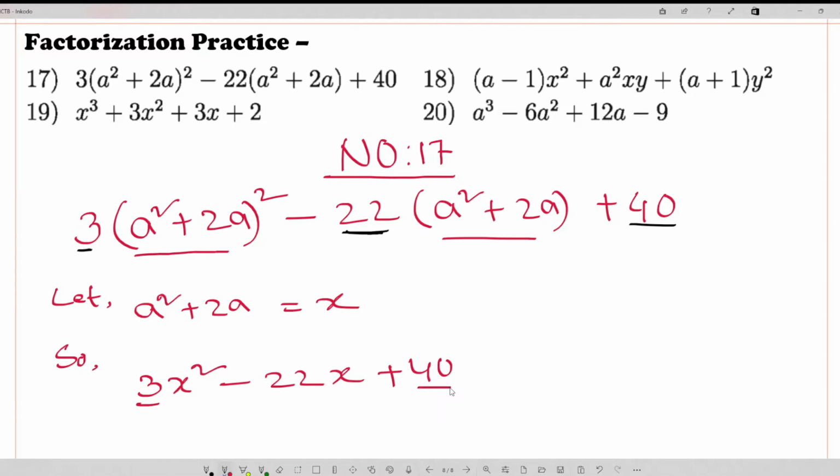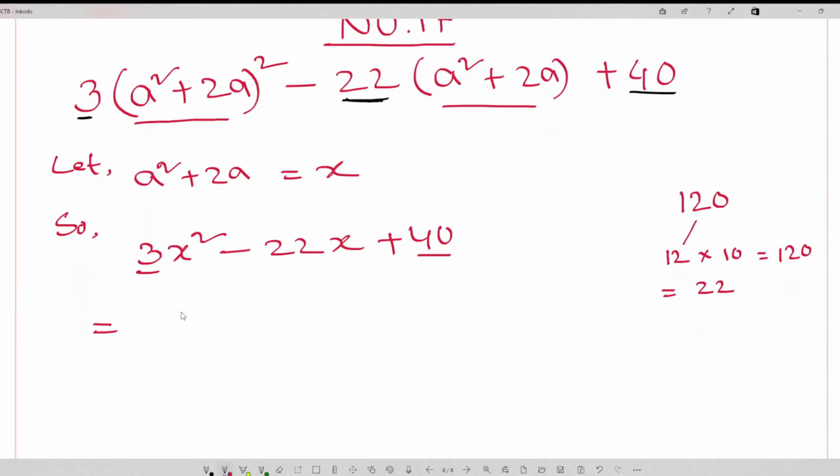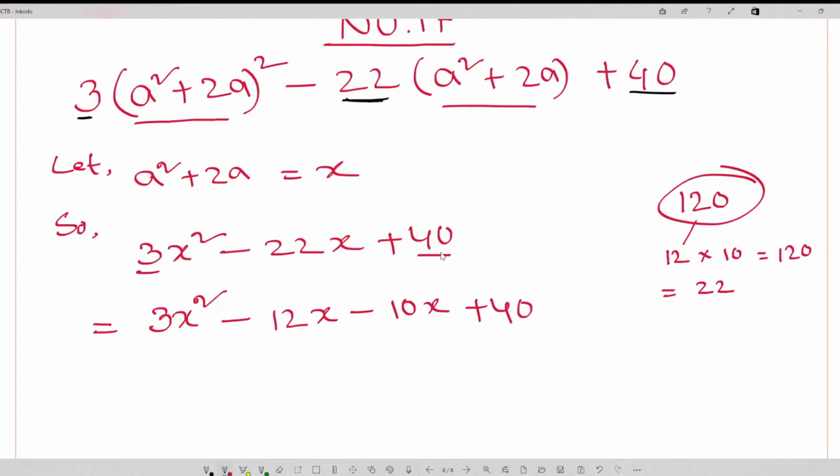So this 3 and this 40, once we make the product, it becomes 120. And we have to make the middle term, minus 22, by subtraction or addition of two numbers. This is very simple. 12 times 10 equals 120, and once we add, it becomes 22. Therefore we can write 3x² − 12x − 10x + 40. So minus 12x and minus 10x make 22, and 12 times 10 makes 120.